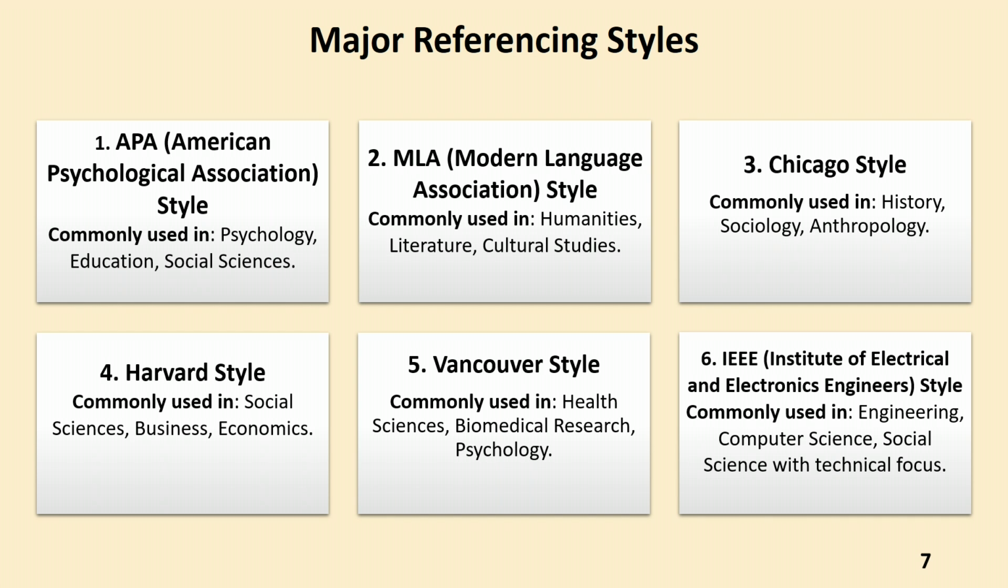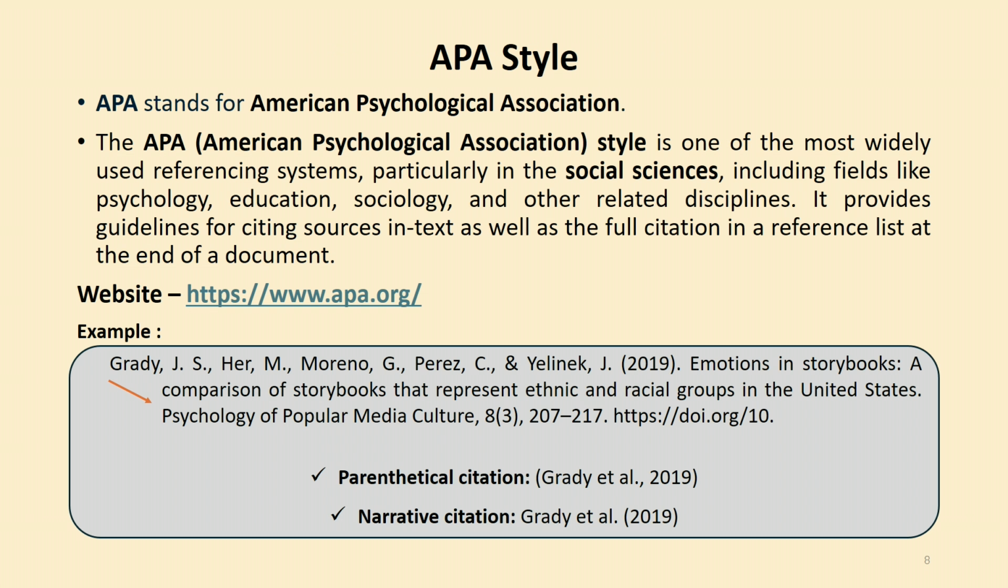Vancouver style, commonly used in health sciences, biomedical research as well as in psychology. And last is IEEE, that is Institute of Electrical and Electronics Engineers style, commonly used in engineering, computer science, and social science with technical focus. So among all these six, what I have just discussed and shown you on the screen, American Psychological Association style is widely used, especially in the field of social sciences, and is most important to be discussed. So let us discuss APA style.